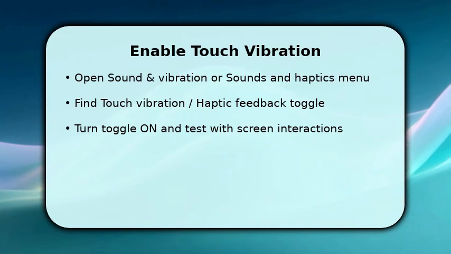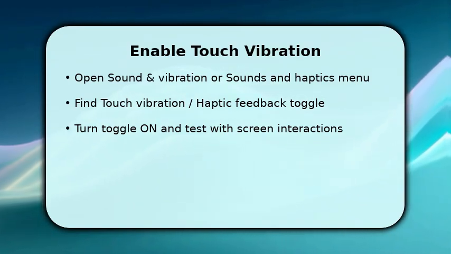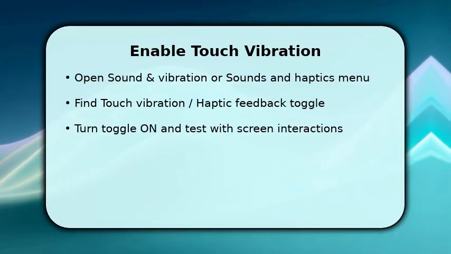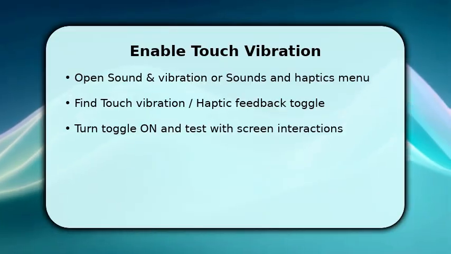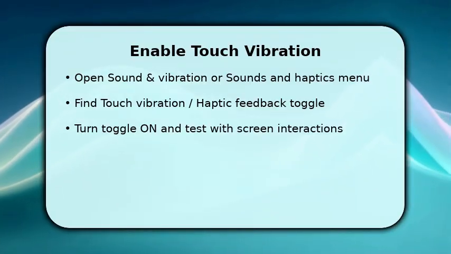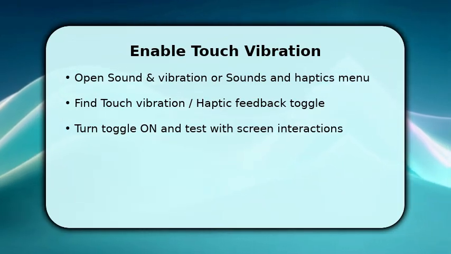In Sound and Vibration, locate touch vibration or haptic feedback. Tap the toggle to turn it on. You should feel an immediate short buzz. If there are sub-options, set intensity or vibration style to your preference. Make sure Do Not Disturb and Battery Saver are off because they can suppress haptics.